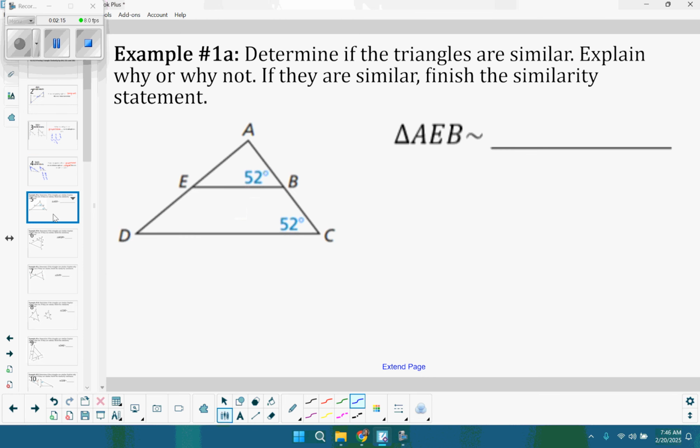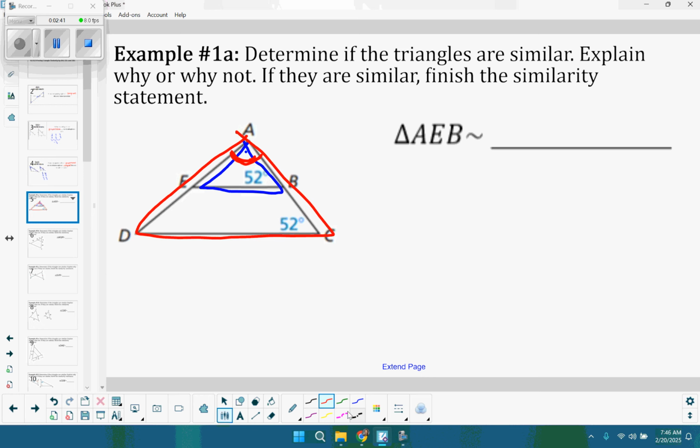So for example 1A, we want to determine if the triangles are similar, explain why or why not. If they are similar, we're going to finish the similarity statement. So we have triangle AEB, which has angle A and a 52-degree angle. And then we have triangle ADC, which has angle A and a 52-degree angle. So both triangles have the same angle A at the top.